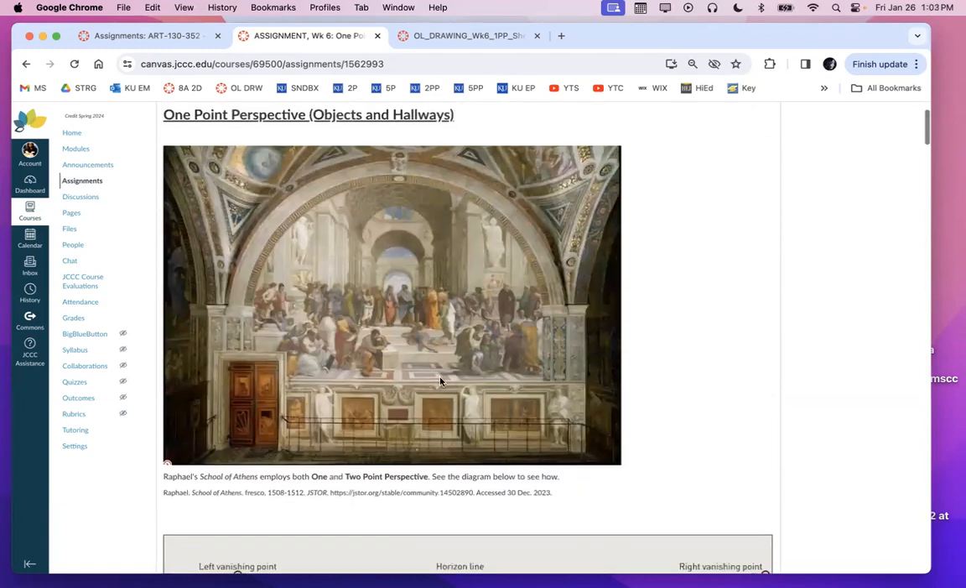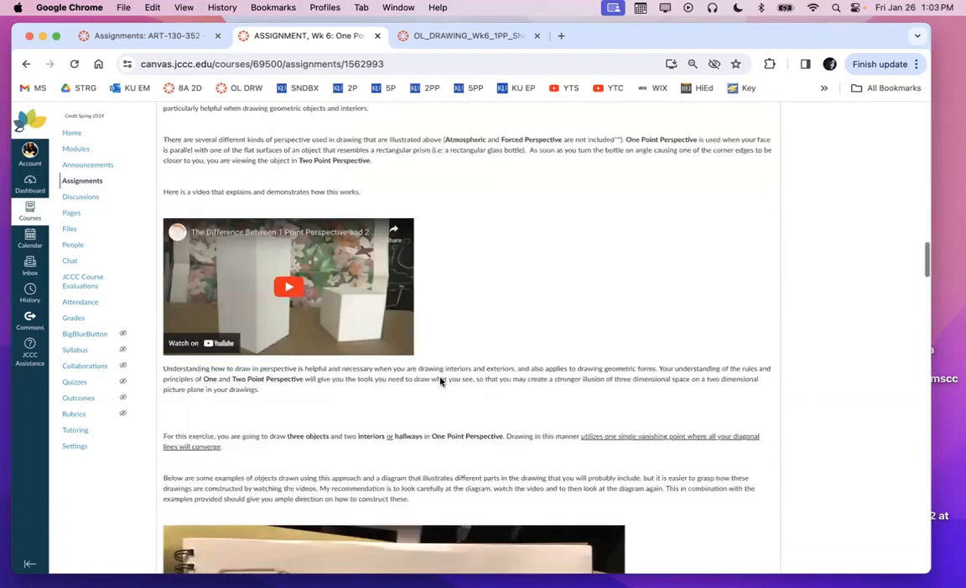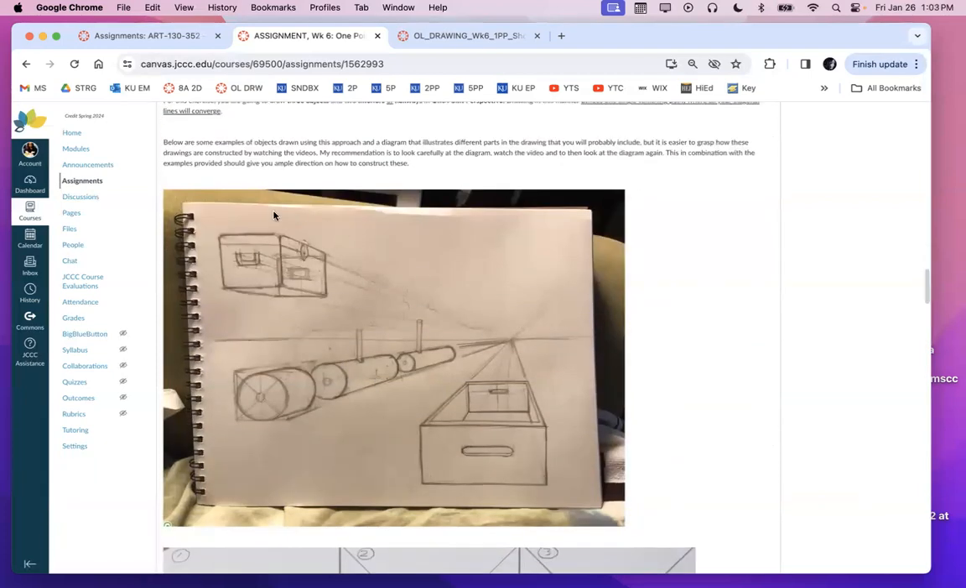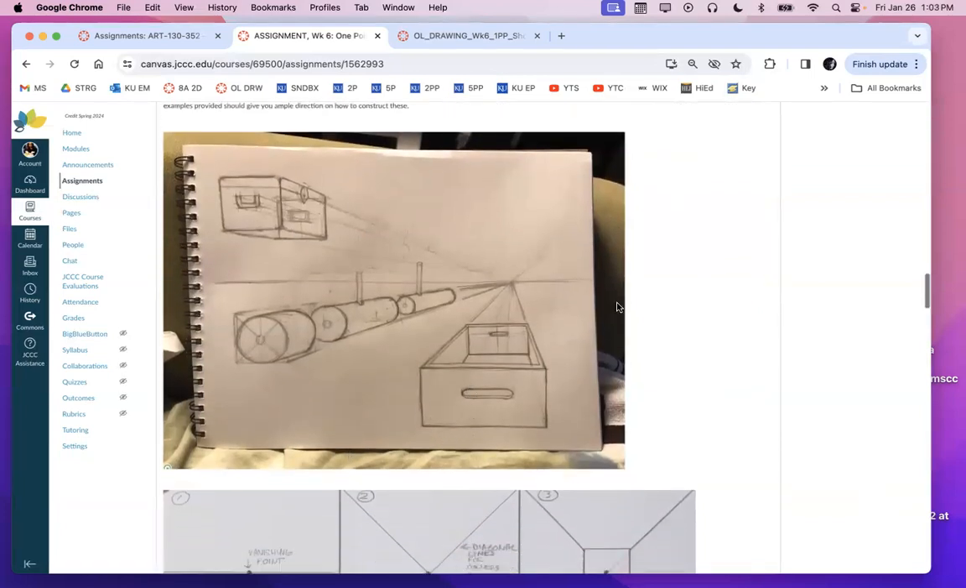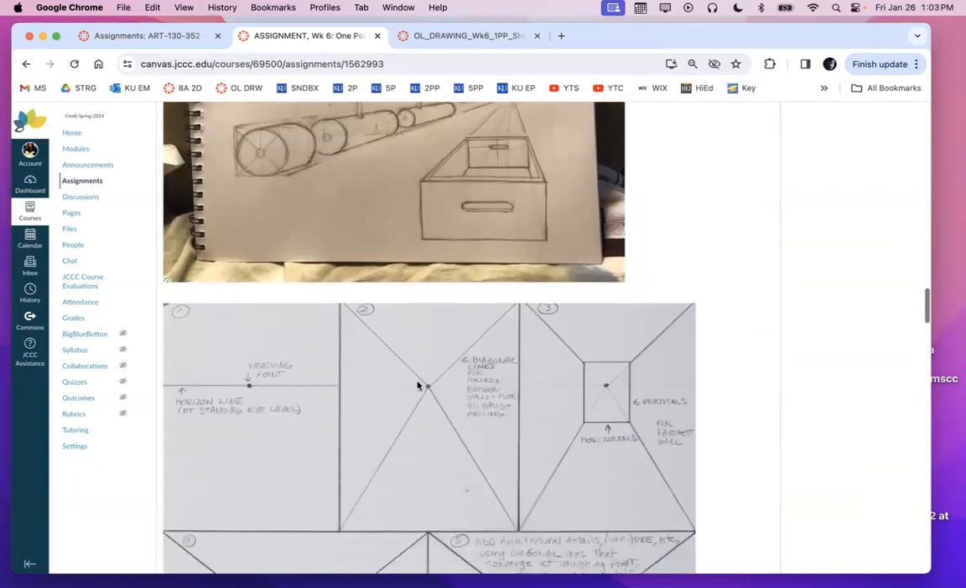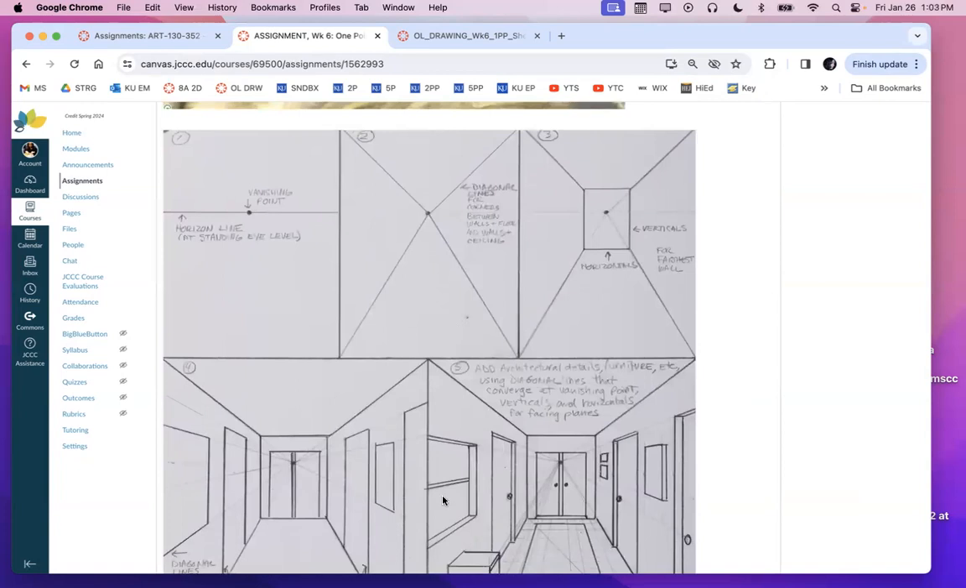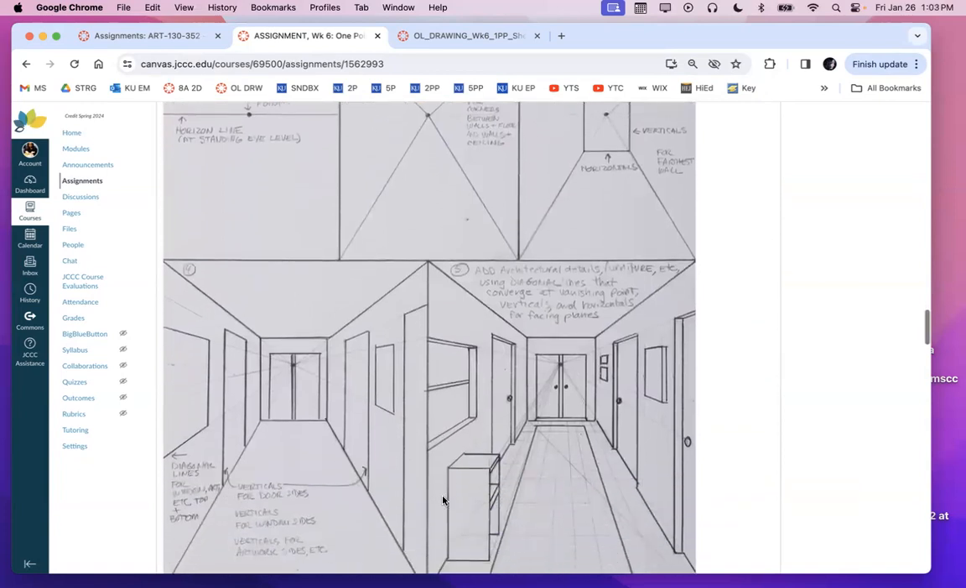I have included a video which explains the difference between 1 and 2, which is basically what I told you, but this is just a repetition of that. I've included, here's a little sketch that I did in 1 point perspective. You're going to be doing yours a little bit differently, but this is a sketch in 1 point perspective. I've included this diagram, which I think is a little confusing, but I just put it in there because even if you do find it confusing, at least you have it.